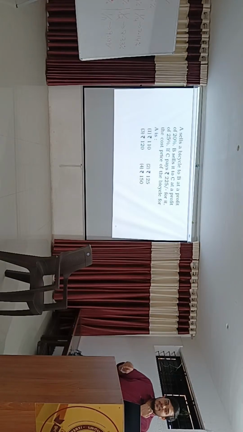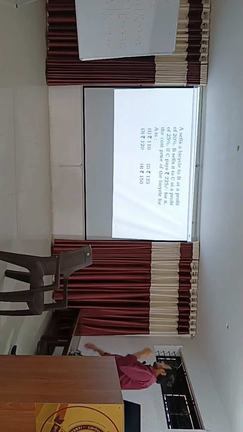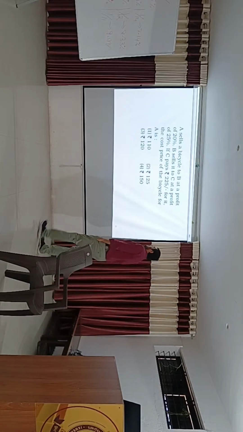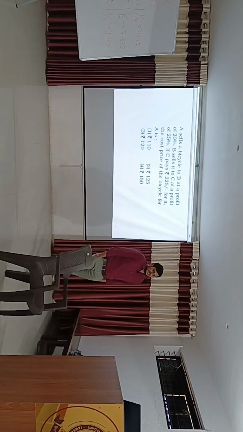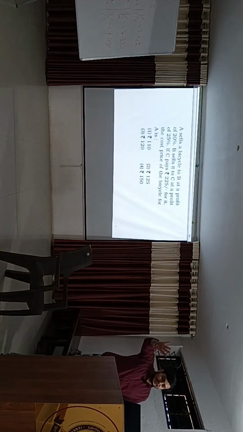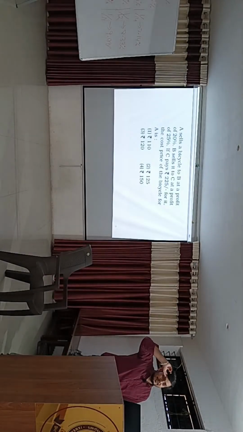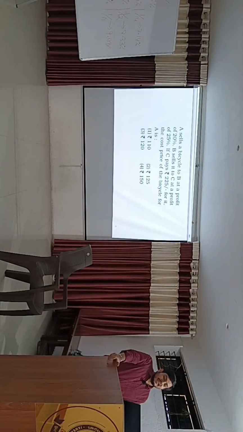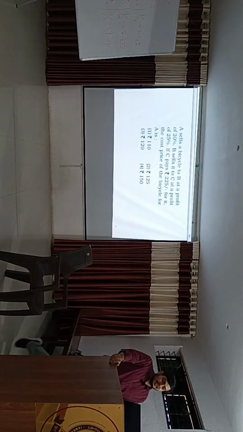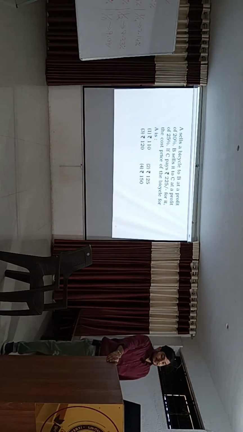Discussion. Write down discussion. A sells a bicycle to B at a profit of 20%. B sold it to C at a profit of 25%. If C paid 225, find the cost price of the cycle for which A paid.